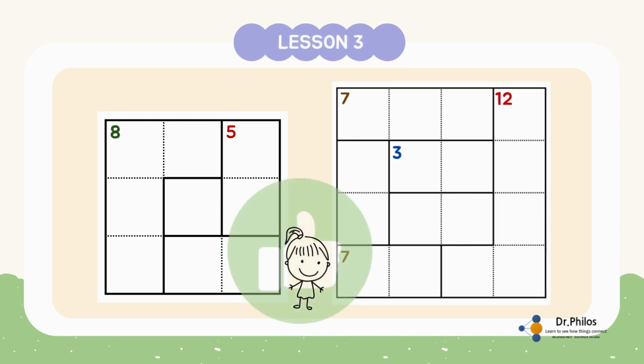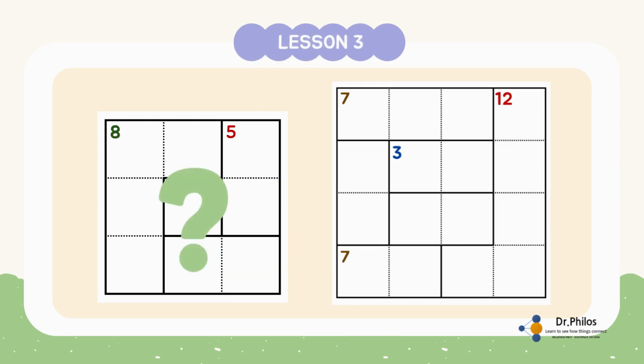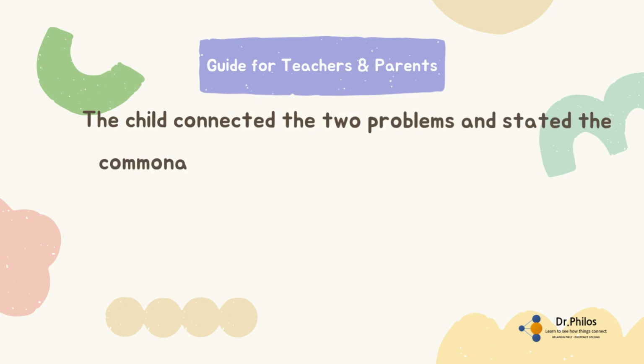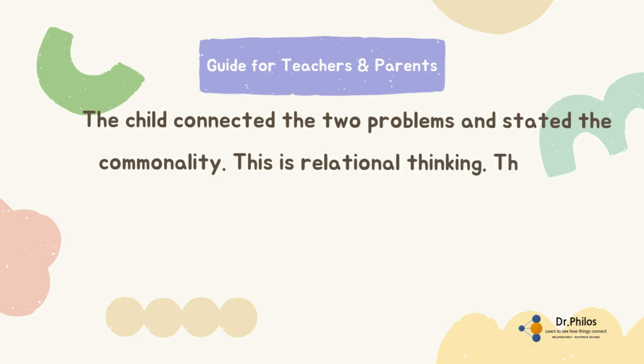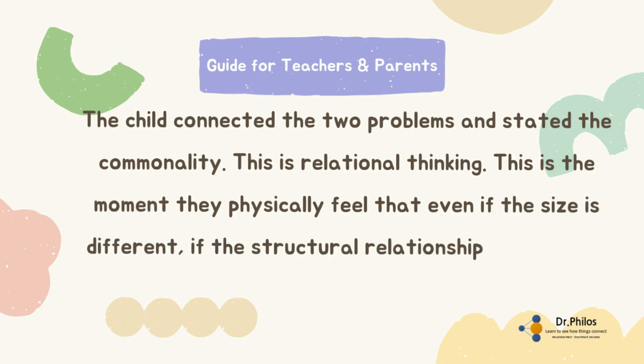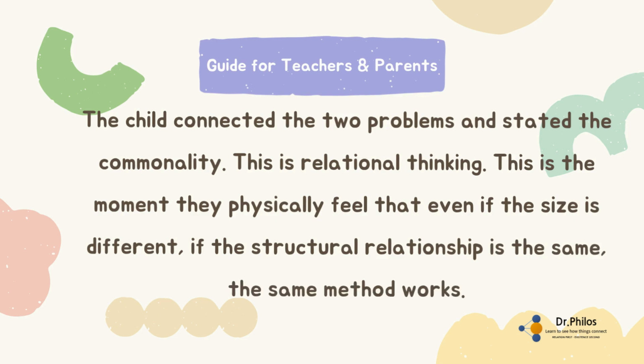Well done! Which box from the last problem is just like 1, 4 in this problem? It's just like 3, 3. What do they have in common? That we know the sum of the remaining boxes in a line, except for that one box. The child connected the two problems and stated the commonality. This is relational thinking. This is the moment they physically feel that even if the size is different, if the structural relationship is the same, the method works.